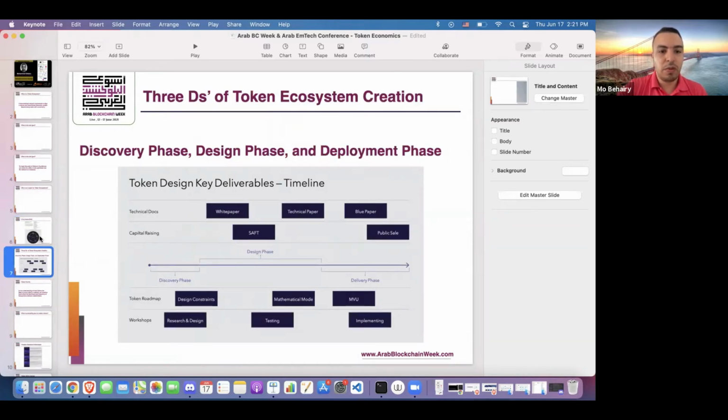So what are the phases, or let's say, what they call the 3Ds of token economics creation? The discovery phase, design phase, and deployment phase. This is again from the Outlier Ventures white paper that they wrote, I think a couple of months ago, about token economics and token ecosystems creation.